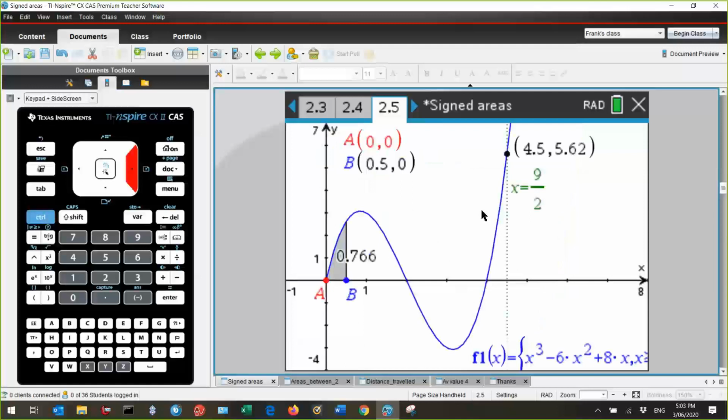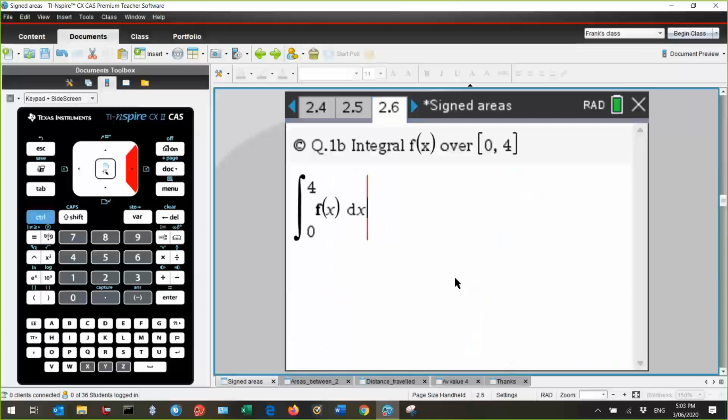All right, this is what I prepared earlier, which is the same thing, except you can actually see the coordinates of the points A and B. Now the integral from 0 to 4, if we do it algebraically, we get an answer of 0, which is rather curious. So what's going on?